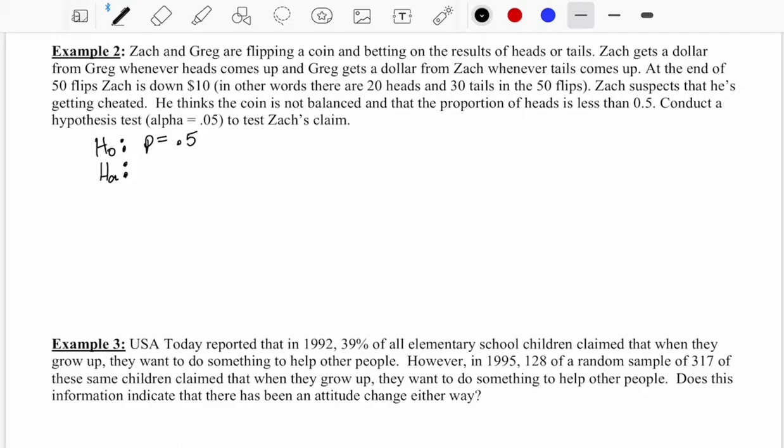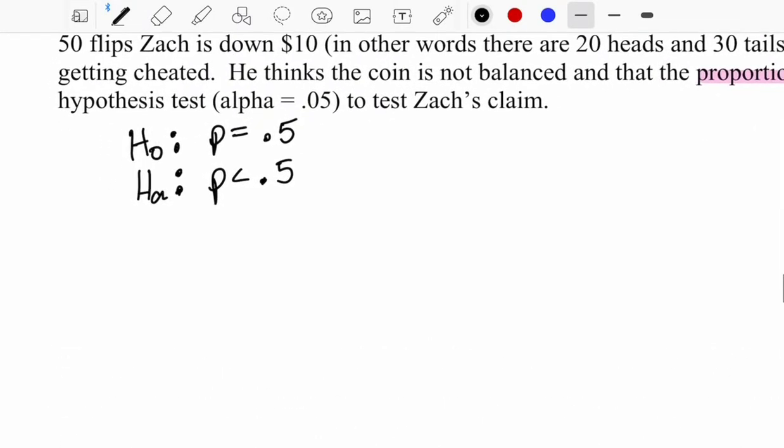Alternatively, we would say that the population proportion of heads is less than 0.5. That's because they just flat out said it there. The population proportion of heads is less than 0.5. That's what we're looking to test, so that's got to be one of our hypotheses. What they're asking should be either your null or alternative hypothesis. All right. So we draw a picture. Normal distribution.